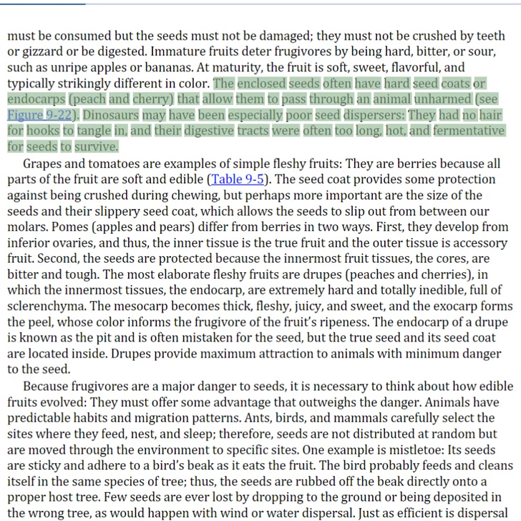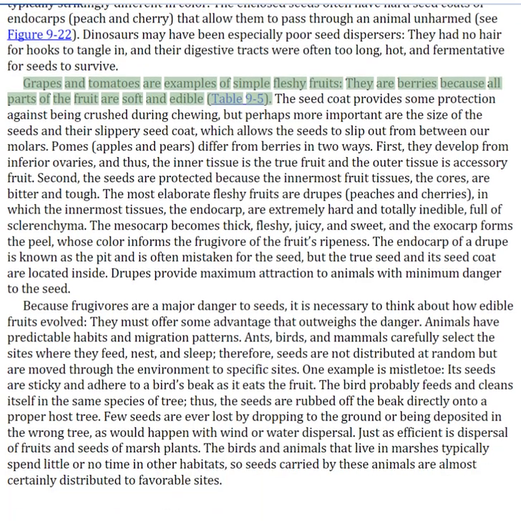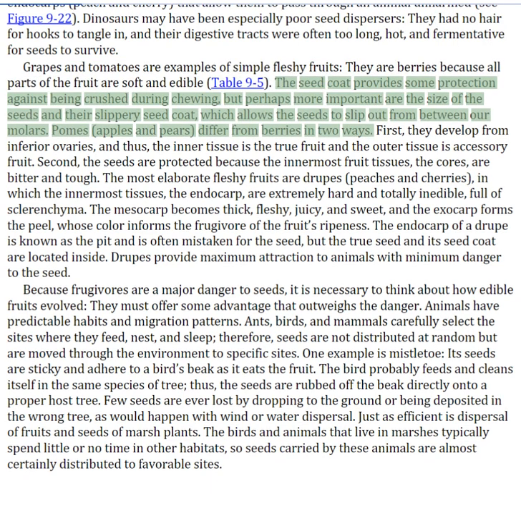Dinosaurs may have been especially poor seed dispersers. They had no hair for hooks to tangle in, and their digestive tracts were often too long, hot, and fermentative for seeds to survive. Grapes and tomatoes are examples of simple fleshy fruits. They are berries because all parts of the fruit are soft and edible. The seed coat provides some protection against being crushed during chewing, but perhaps more important are the size of the seeds and their slippery seed coat, which allows the seeds to slip out from between our molars.